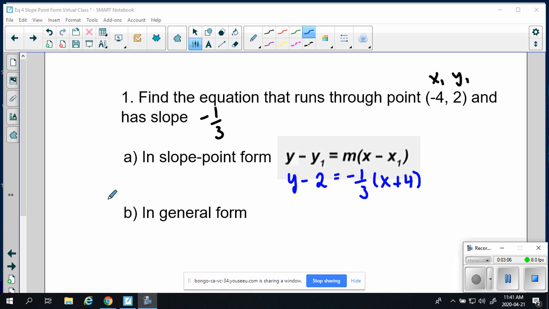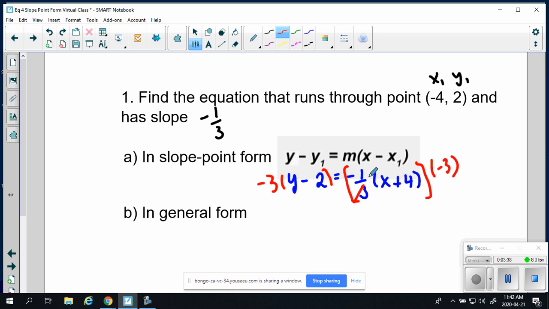Part B is asking for it in general form. This is clearly not in general form. So what we are going to do is convert it to general form. First of all, I don't like fractions in general form. I'm going to multiply both sides by 3 to try and get rid of that fraction. Actually, let's do negative 3. So we'll multiply this side by negative 3 and this side by negative 3.